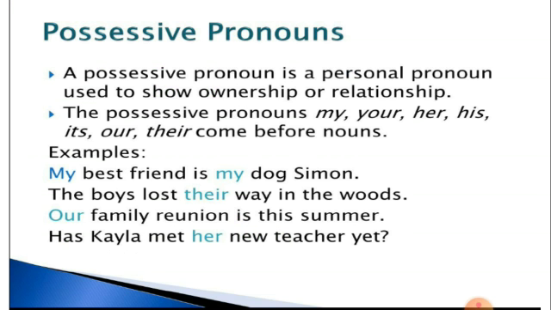Next, possessive pronouns. A possessive pronoun shows possession; it defines a person who owns a particular object. Like mine, yours, hers, his, its. Okay, and which comes before a noun. Examples: My best friend is my dog Simon. The boys lost their way in the woods. Our family reunion is this summer. Next, has Kyla met her new teacher yet?